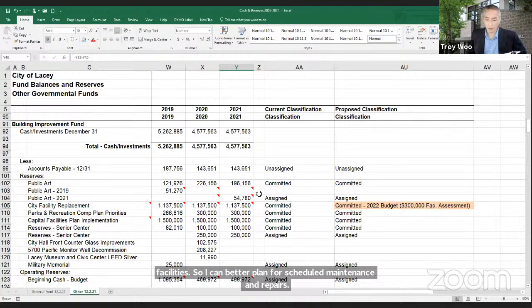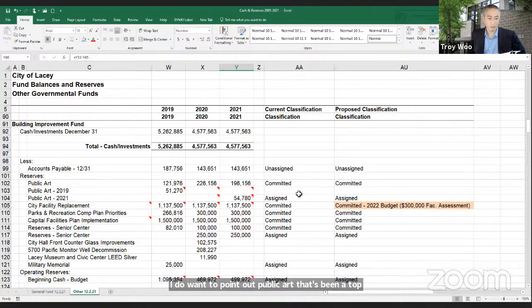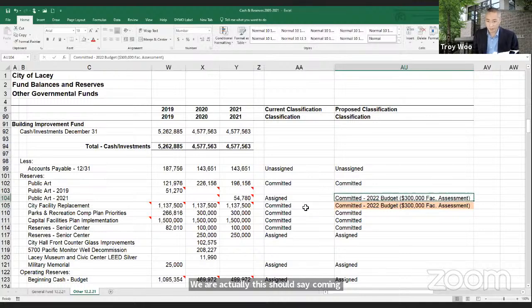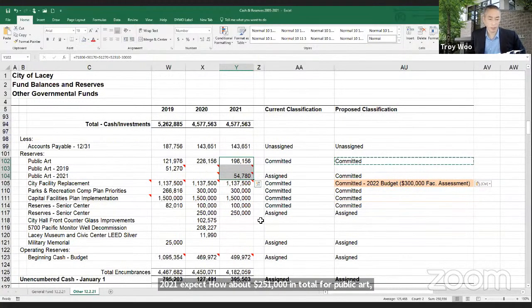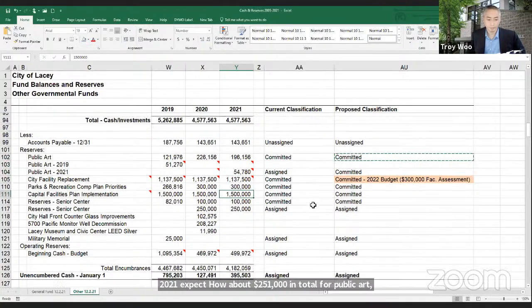I do want to point out public art. That's been a topic of a lot of discussion with the council. You're seeing a decrease in 2020 to 21. Of course, the council committed $30,000 to the Gold Star Memorial. We'd like the council to commit the 2021 contribution. So again, that's the dollar per capita. At the end of 2021, we expect to have about $251,000 in total for public art, which is really nice timing with your discussion about our public art plan.